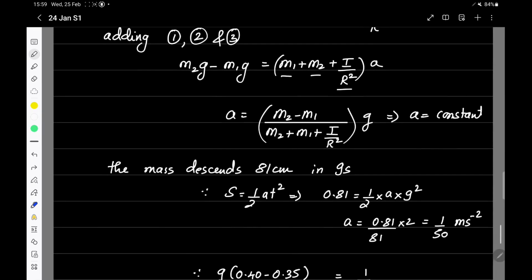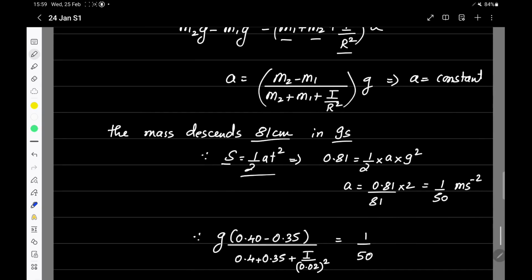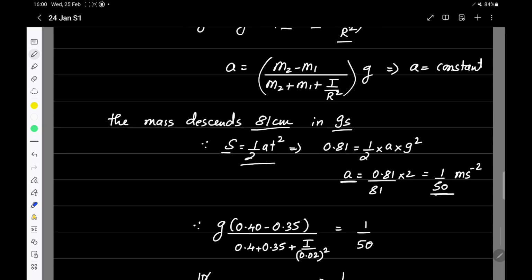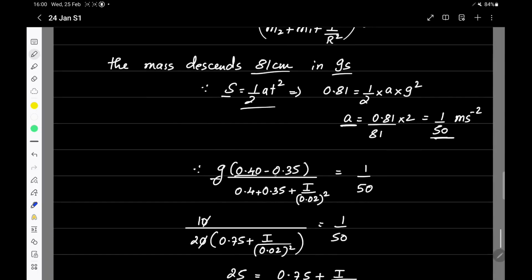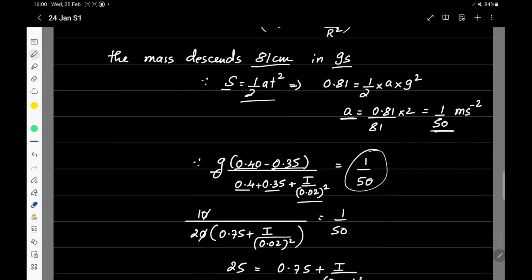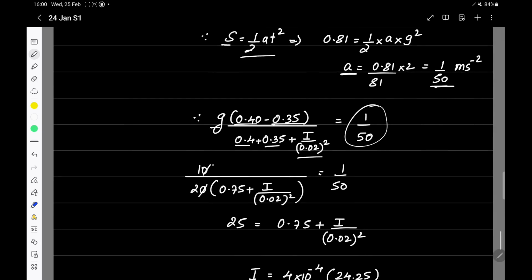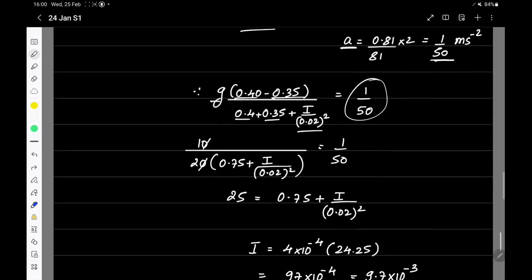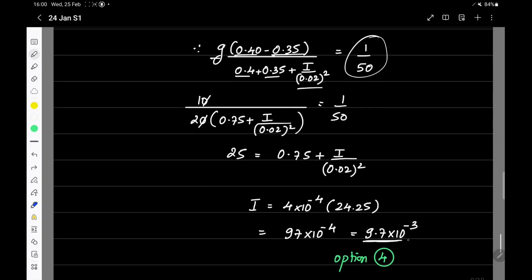They said that the heavier mass descends 81 centimeter in 9 seconds. So using s is equal to half a t square, because the body is starting from rest, you'll get this acceleration to be equal to 1 by 50. Now, g into (m2 minus m1) divided by (m1 plus m2 plus I by R square) is 1 by 50. If I put g as 10, although we are told to take g as 9.8, I'll take it as 10 for simplicity of calculation, you'll get the moment of inertia to be around 9.7 into 10 power minus 3 kg meter square.